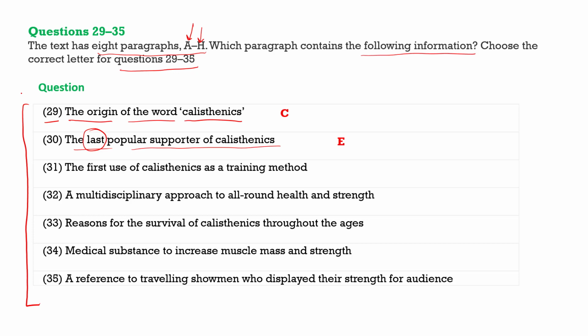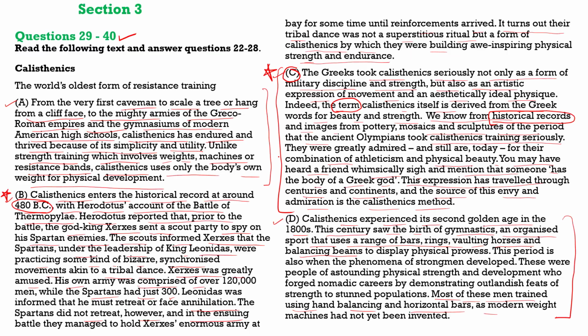Now moving to question number 31, the first use of calisthenics as a training method. When was calisthenics first used as a training method? We need to find this information. Now students, if you remember, while we were reading paragraph number B, it states that calisthenics enters the historical record at around 480 BC. Afterwards, there was the story of the Spartans. By the end of the passage, you can simply note down, it turns out their tribal dance was not a superstitious ritual but a form of calisthenics.